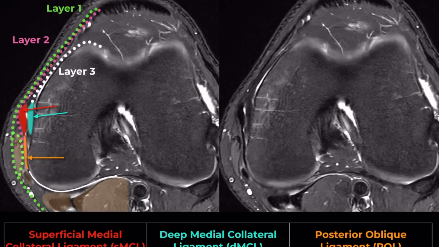On the axial view, we see that the superficial MCL fuses posteriorly with layer 3, contributing to the formation of the posterior oblique ligament and posteromedial capsule. Layer 3 consists of the deep MCL, posterior oblique ligament, and oblique popliteal ligament.